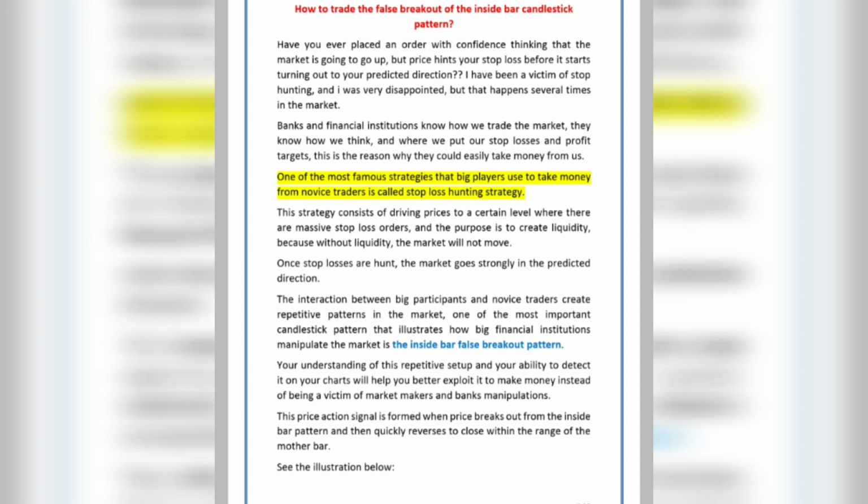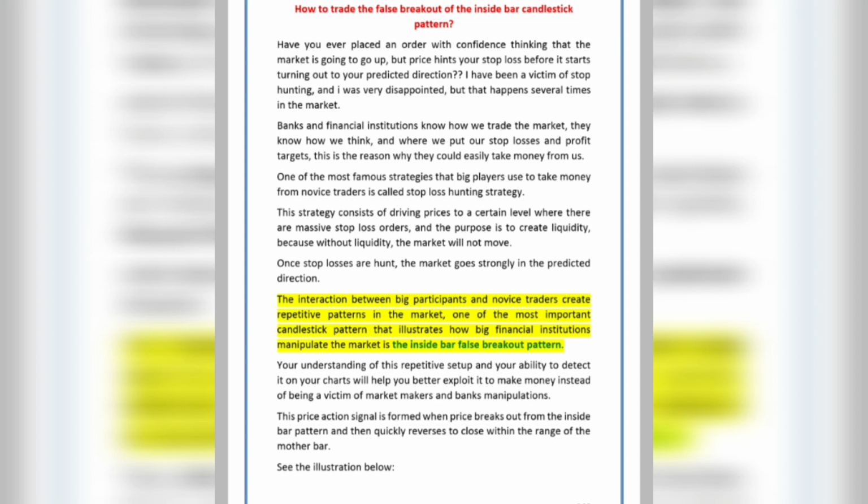One of the most famous strategies that big players use to take money from novice traders is called the stop-loss hunting strategy. This strategy consists of driving prices to a certain level where there are massive stop-loss orders, and the purpose is to create liquidity, because without liquidity, the market will not move. Once stop losses are hunted, the market goes strongly in the predicted direction.